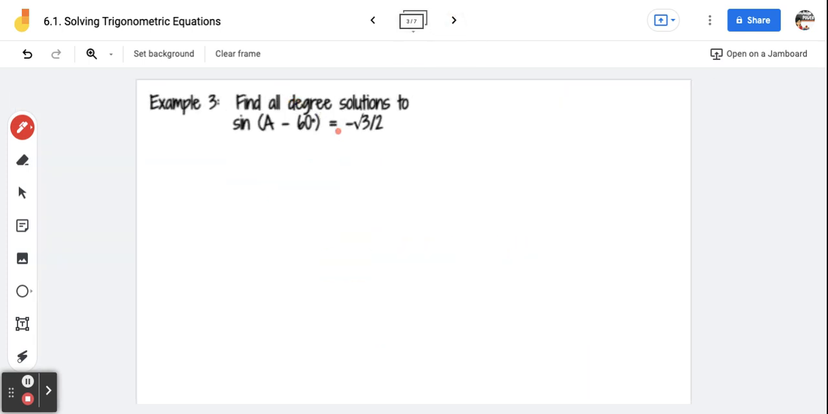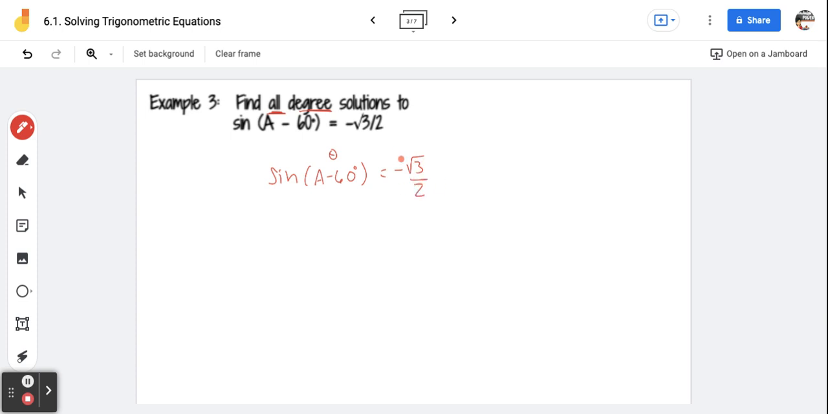All right, so this one says find all degree solutions. So we're looking for all solutions this time, so we're going to have to represent the 360k thing on this one, but it is in degrees, so we want to just do it in degrees. All right, so we have the sine of the angle. This minus 60 degrees here, this whole thing is my theta, my angle. So sine of what equals negative square root of 3 over 2.